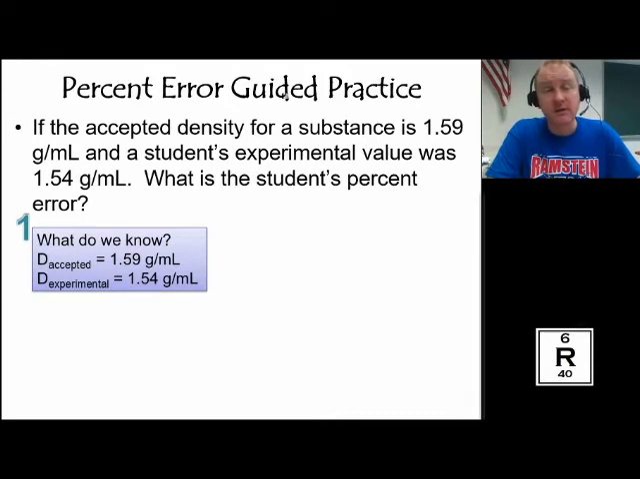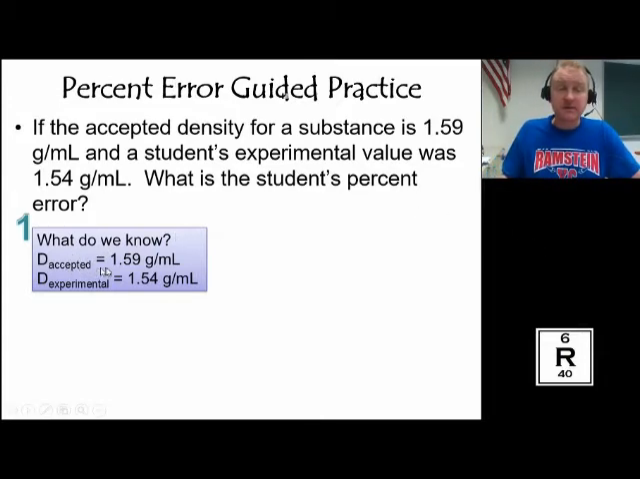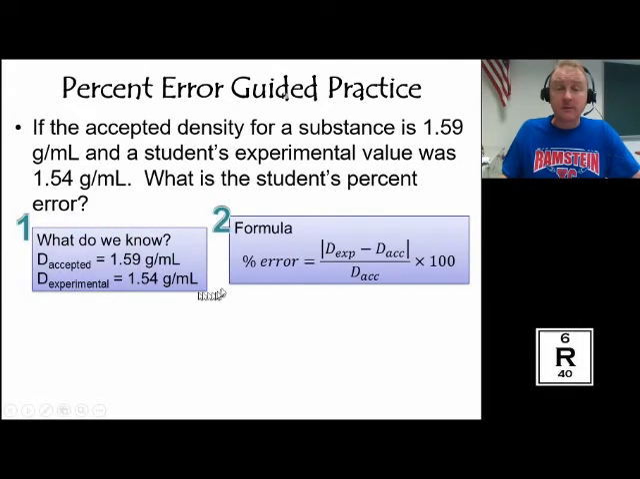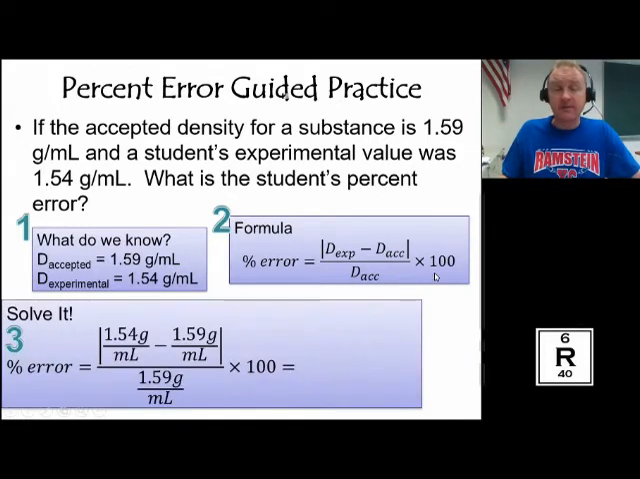The first thing is, what do you know? You know the density of the accepted value. The density of the accepted value is 1.59 grams per milliliter. We know the density of the experimental, that's what the student actually did, is 1.54 grams per milliliter. Our formula is the percent error is the density of the experiment minus the density that's accepted divided by the accepted density times 100.